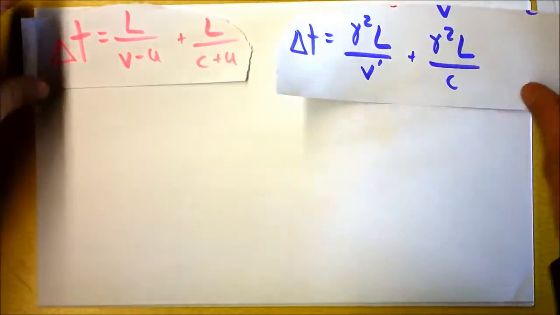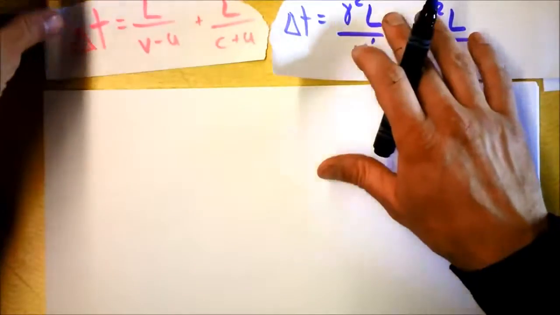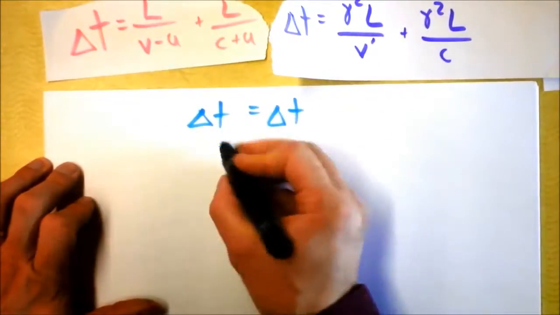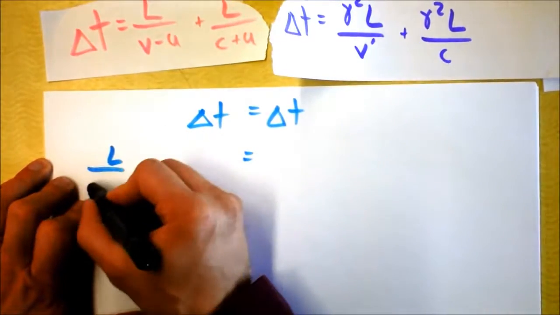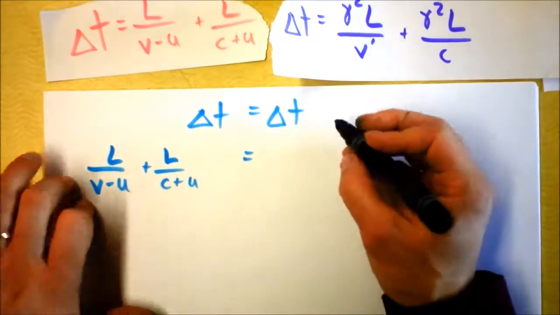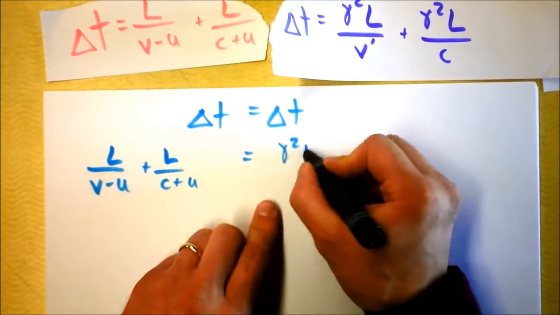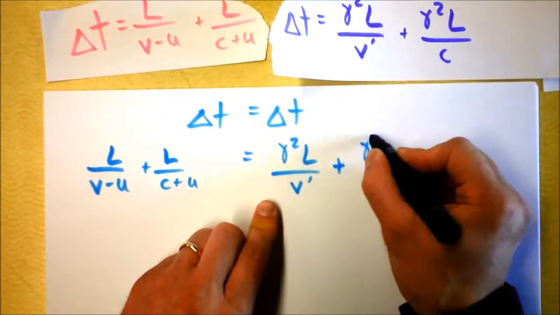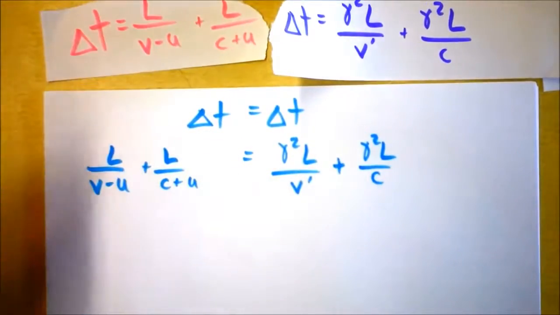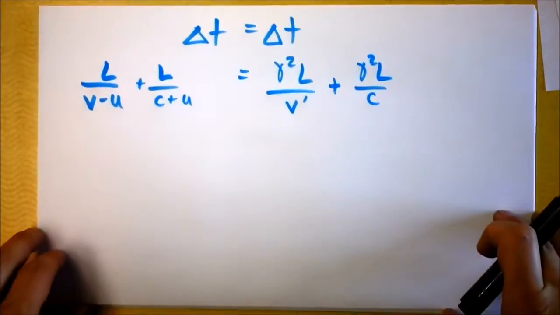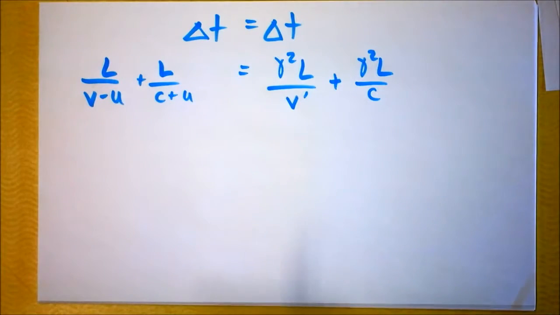Watch as I slide this down here so you can see, then leave me a time back up there, because delta t is the delta t. Delta t equals delta t, and I'm going to get that L over V minus U plus L over C plus U, and this side is gamma square L over V prime plus gamma square L over C. Now I've got to slide this back up so that we can see. But that equation right there is the relativistic velocity transformation.